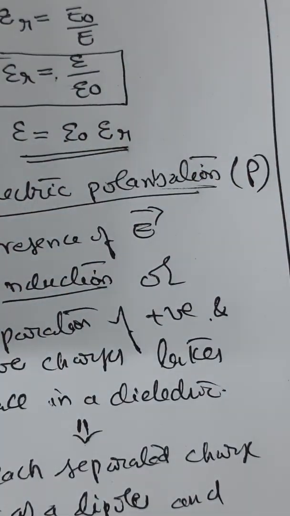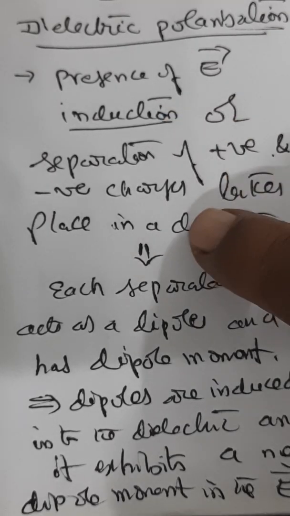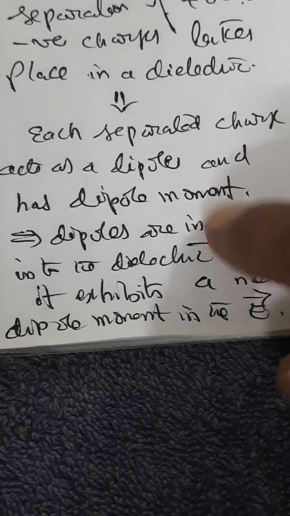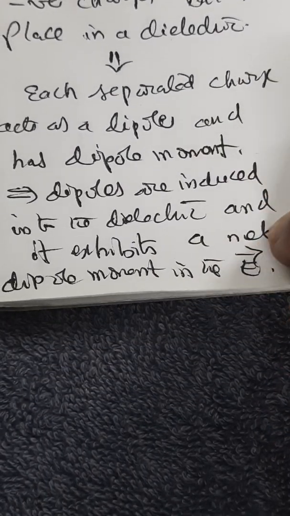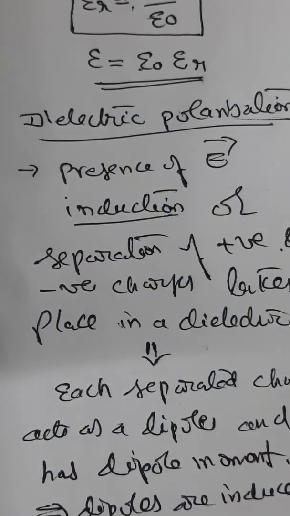Now, dielectric polarization is termed as P, that is alpha. So, in the presence of electric field, induction is taking place, that is, charges are getting separated. Each of the separated charge is acting as a dipole. So, that means dipoles are induced into the dielectric, and whatever is induced, they will exhibit some net dipole moment in the presence of electric field. Now, this phenomenon is what is known as dielectric polarization. Right? Hope you have understood what is dielectric polarization. I am using the word dipole moment, net dipole moment.